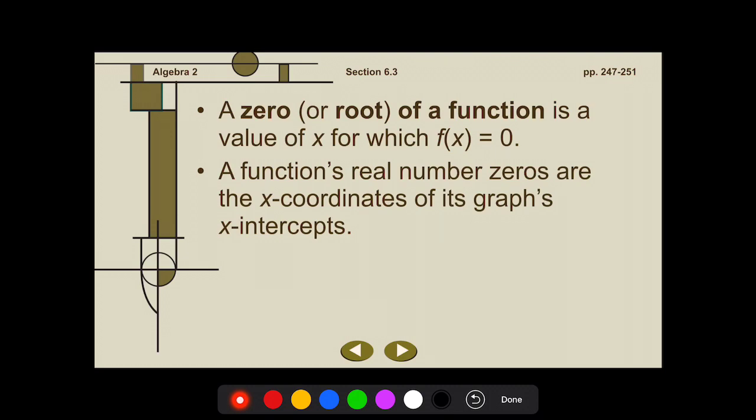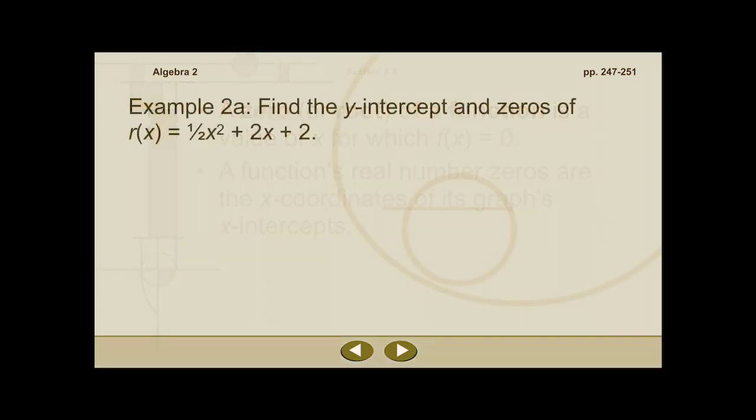A function's real number zeros are the x-coordinates of the graph's x-intercepts. The term x-intercept here is synonymous with zeros and roots. It's where the parabola crosses the x-axis, hence why it's called the x-intercept, where it intercepts the x-axis.